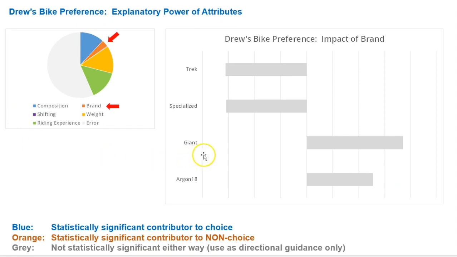So here are Drew's preferences to brand. Now, none of these are statistically significant, and we see in this pie chart here again that the brand was a minor contributor. But we do see some directional guidance that had we had more observations and Drew were to take this 50, 60, maybe 70 times, or if we had other respondents, we would see an overarching preference for some brand. So I can't say that Drew prefers Giant or Argon 18 brands, and I can't say that Drew does not prefer Trek and Specialized brands, but I can keep in mind that there could be something forming in terms of his brand experience.